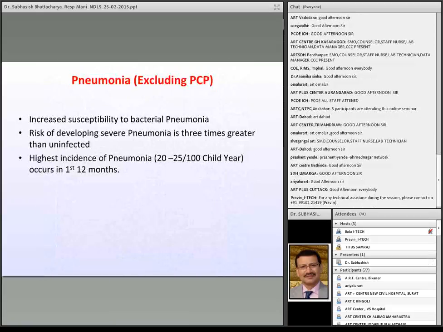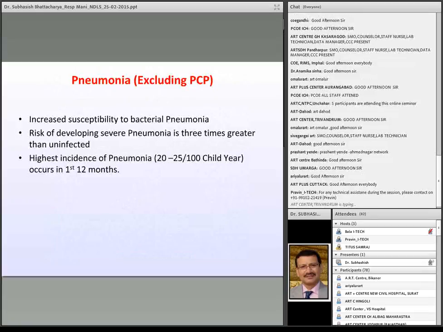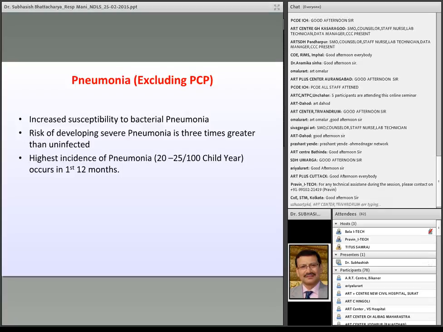To describe the first clinical manifestation, it is pneumonia. Here we discuss PCP, Pneumocystis carinii, which is also pneumonia, but an interstitial pneumonia with a specific organism, a fungus. There is an increased susceptibility to bacterial pneumonia in HIV positive children. Developing severe pneumonia is 3 times greater than in HIV uninfected children. The highest incidence of pneumonia is 20 to 25 per 100 child years, which mostly occurs in the first 12 months of life.